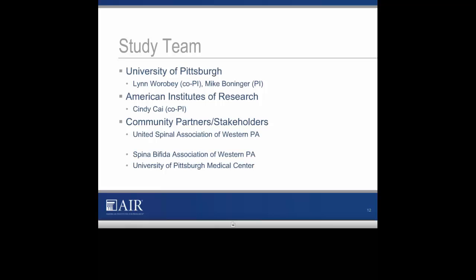The Spina Bifida Association of Western Pennsylvania is another local partner. We're working with them currently on some training programs, and they have strong ties with organizations that provide services to individuals with disability throughout the area, as well as their national association. And then the University of Pittsburgh Medical Center provides us access to the clinicians that are providing care for some of these individuals, so they'll serve as another gatekeeper to gaining access to the end users.